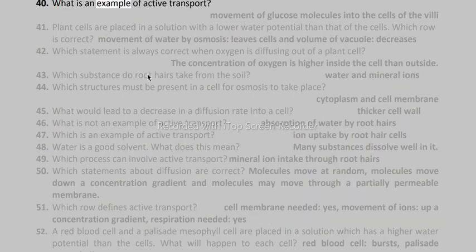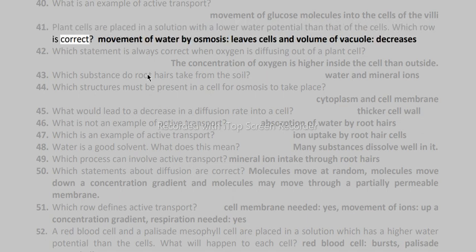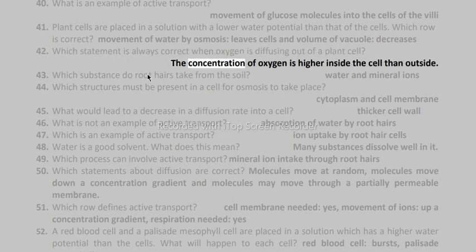40. What is an example of active transport? Movement of glucose molecules into the cells of the villi. 41. Plant cells are placed in a solution with a lower water potential than that of the cells. Which row is correct? Movement of water by osmosis: leaves cells, and volume of vacuole: decreases. 42. Which statement is always correct when oxygen is diffusing out of a plant cell? The concentration of oxygen is higher inside the cell than outside.